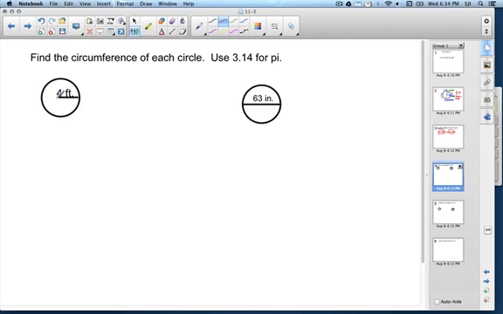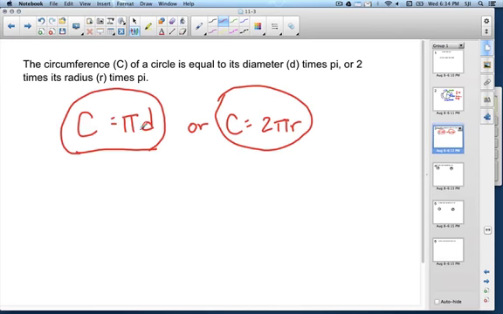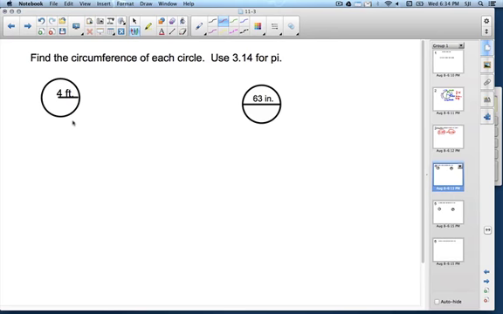And since it goes from the center of the circle to the edge, we know that that's got to be a radius. So now I'm going to go back and look at my two formulas and figure out, do I want this one or do I want this one? Well, since I have a radius, I want the formula that has radius in it. So that means I want this second one. Circumference equals 2 pi r. So I'm going to start by writing that down. C equals 2 pi r.